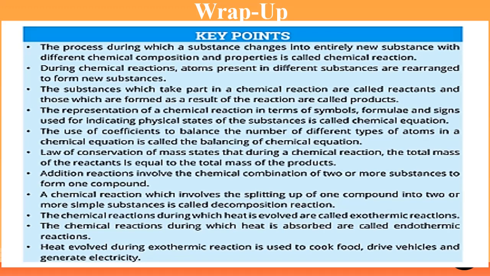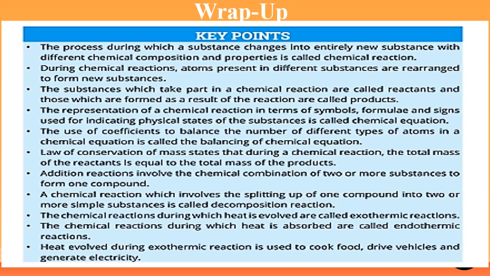So we studied that during chemical reactions, atoms present in different substances are rearranged to form new substances. That was the law of conservation of mass as well. Then the substances which take part in a chemical reaction are called reactants, and those which are formed as a result of the reaction are called products. How to write a chemical equation? So we need to have a clear concept of reactant and product.